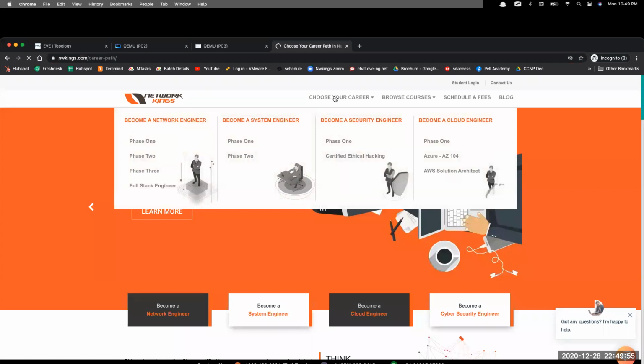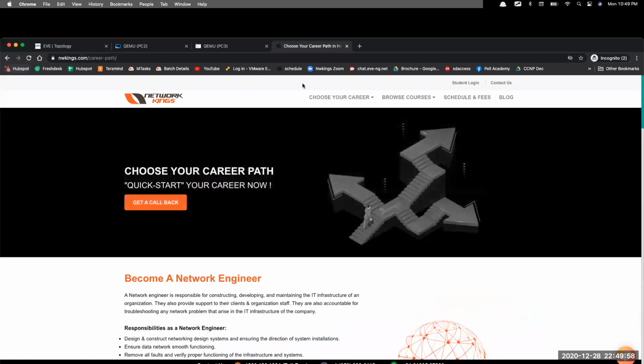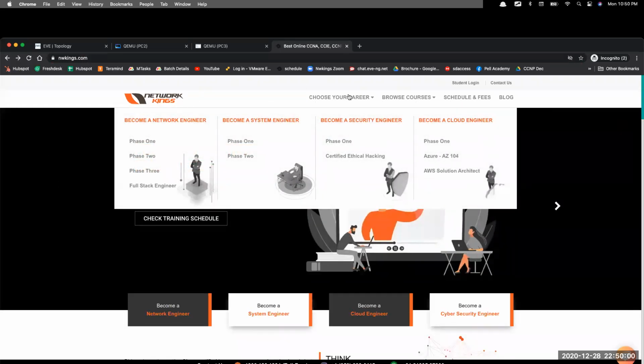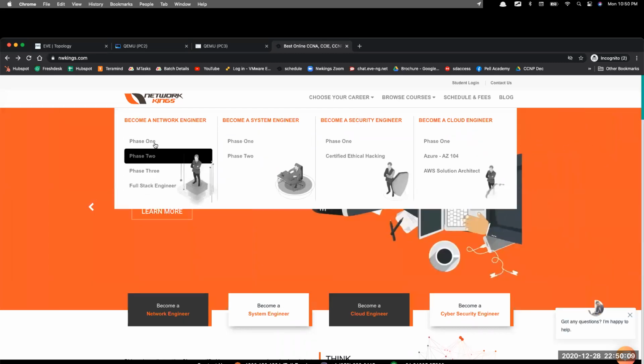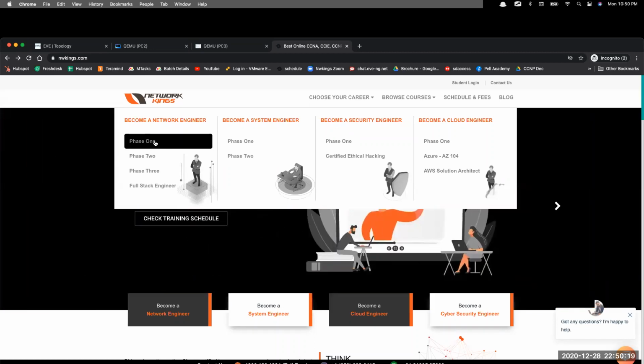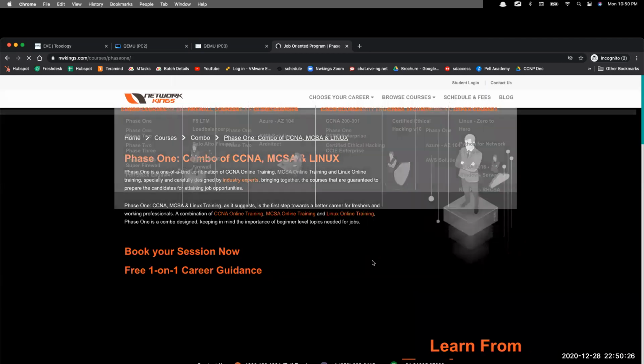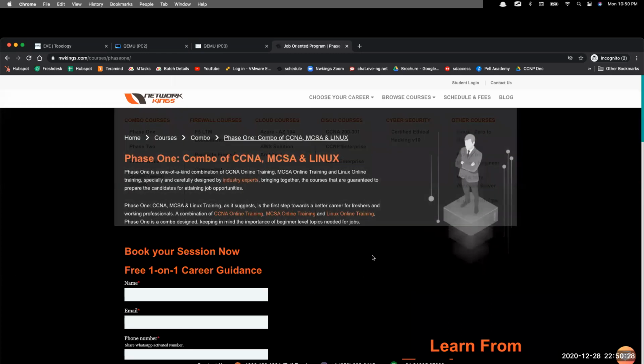We are actually training students on four different technologies or four profiles: network, system, security, and cloud. If you want to become a cyber security engineer, phase one is default for all. But if you are already working, if you have 2, 3, 4 years of experience, then you don't have to learn MCSA Linux. You can directly jump to CCNA and CCNP. But if you don't have a job, then start with the phase one program, which is a combo of CCNA, MCSA, Linux.